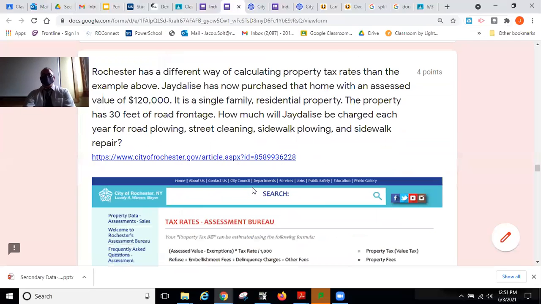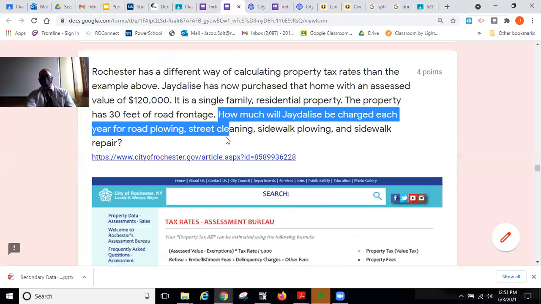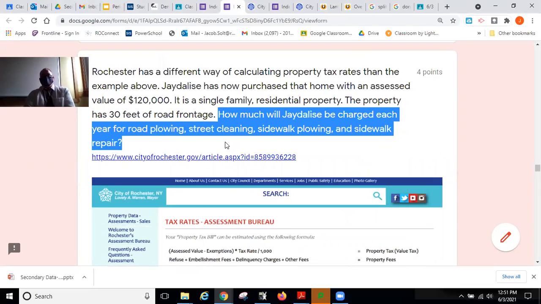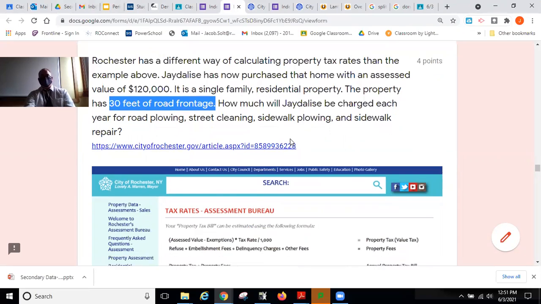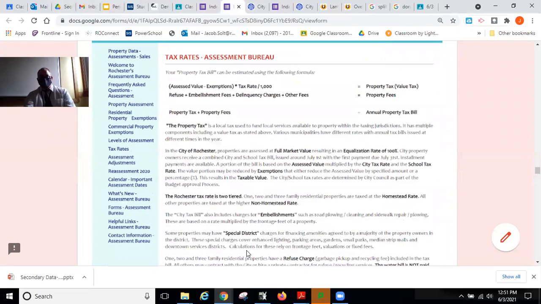And here we go, here's our first calculation. How much will J. DeLeese be charged each year for road plowing, street cleaning, sidewalk plowing, and sidewalk repair, if she has 30 feet of road frontage? Let me give you a minute. I'm going to stop sharing. I want you to scan this document, looking for the rate. Have you already got it?